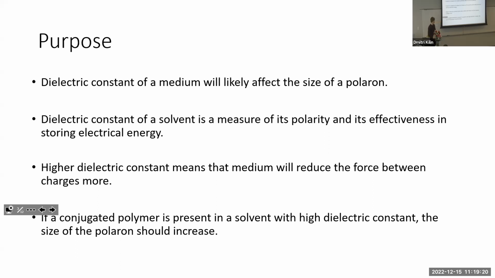Higher dielectric constants will reduce the force between charged particles. So it makes sense that if we put this polymer into a solvent with a really high dielectric constant, it will decrease the force between the injected electron and the carbon ions around it, creating a less localized polaron and perhaps a larger polaron.